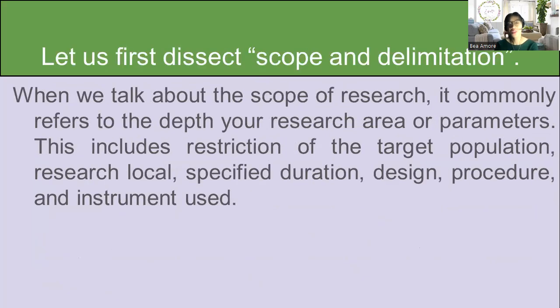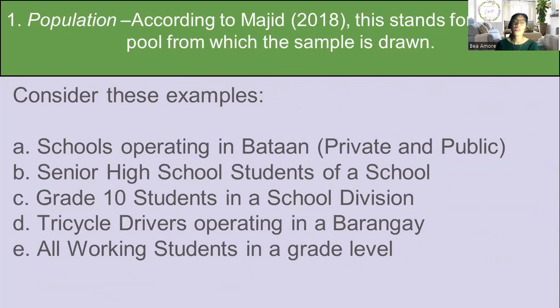Now, let us first dissect scope and delimitation. When we talk about the scope of research, it commonly refers to the depth of your research area or parameters. This includes restriction of the target population, research local, specified duration, design, procedure, and instrument use. What is population? According to Mahid 2018, this stands for the entire pool from which the sample is drawn.